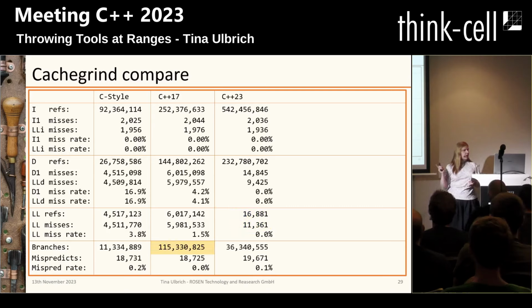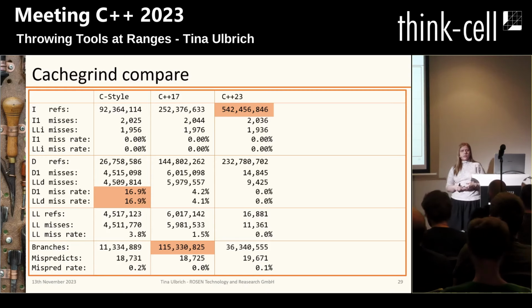Branches are quite high for the C++17 version. This does not have to be a problem as long as the mispredicts are low, and they are almost the same number again for all of the versions. It's not a problem unless the mispredicts are high, but it's just something that I noticed. So this is what I would focus on just by looking at this output and trying to lower these numbers.